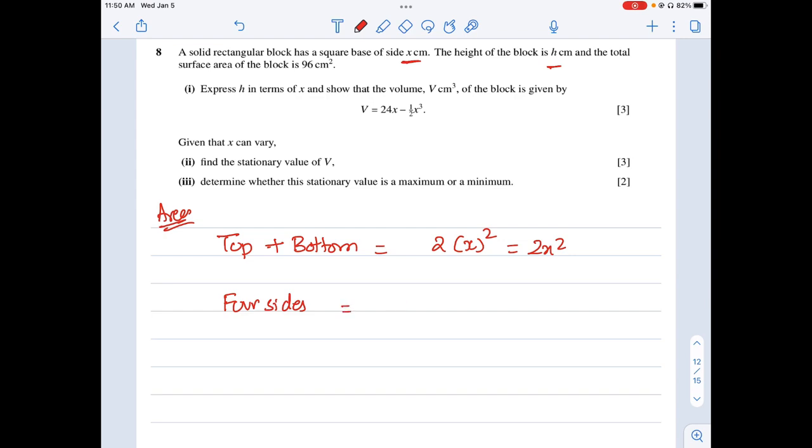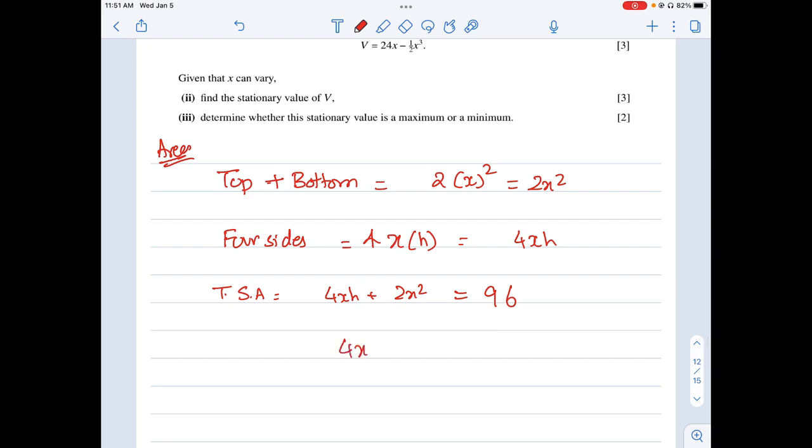So base times height, base is x and height is h, or length times width, xh, but there are four such rectangles, 4xh. So total surface area will be 4xh plus 2x square. Because the base is a square, the base and the top will be squares, therefore 2x square. The remaining four sides will be rectangles, because this is a rectangular block, so it will be 4xh. And this is given to be 96.